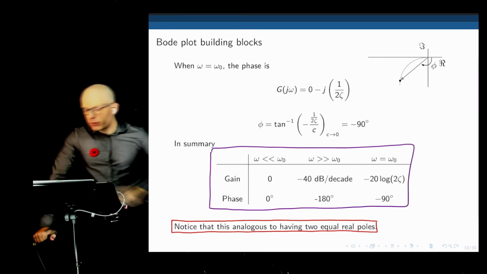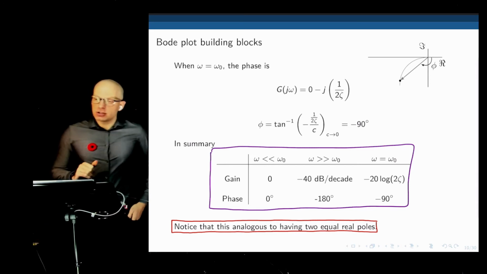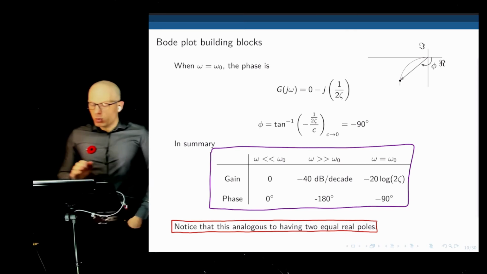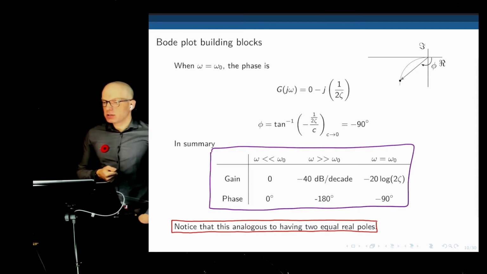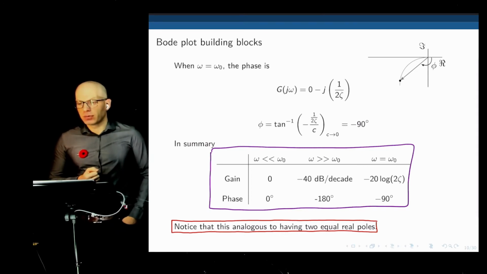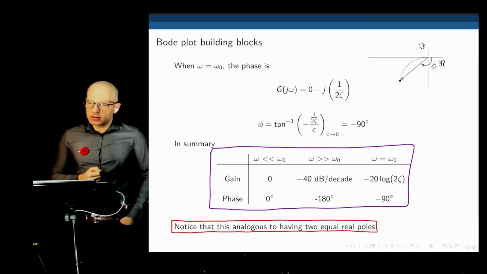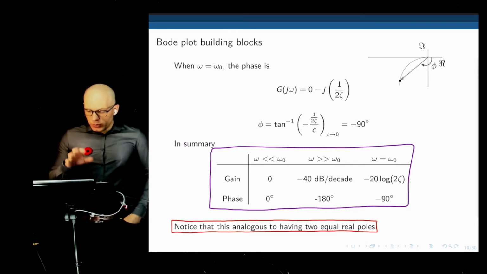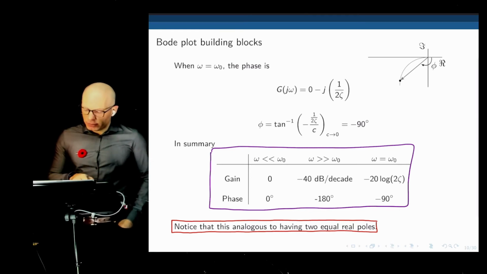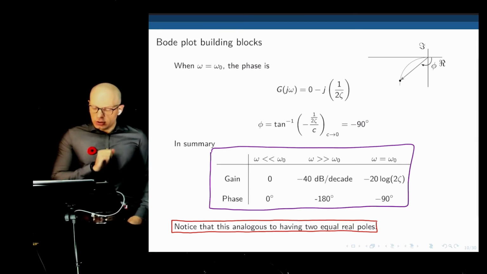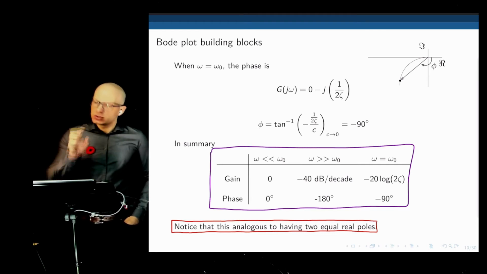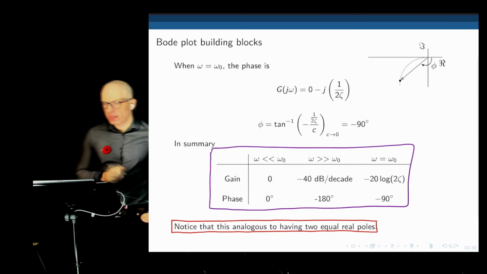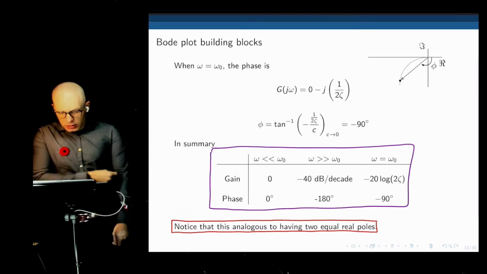For a complex pole, before we reach the cutoff frequency, phase and magnitude are both 0. Once we pass the cutoff frequency, the magnitude decays by 40 dB per decade, and the phase goes to negative 180. Precisely at the cutoff frequency, the phase is negative 90, and the magnitude is negative 20 log of 2 zeta, which may go up or may go down. So with the exception of what happens at the cutoff frequency, this is analogous to having two equal real poles, or two real poles at omega 0. Okay, so this is for the pole.